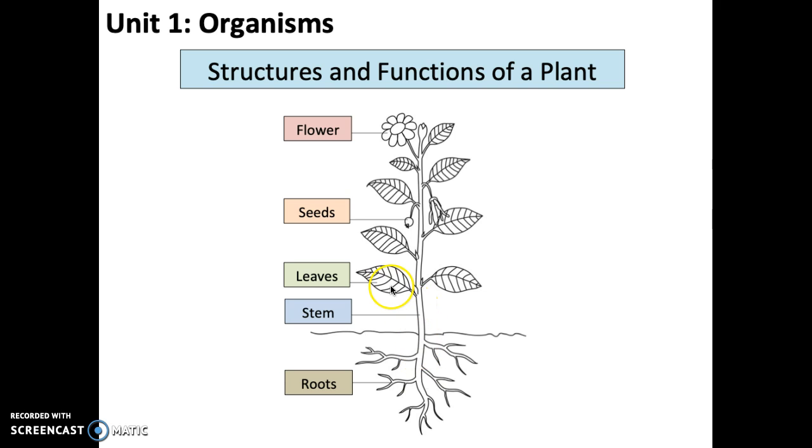All of these structures work together to help the plant survive. Can you explain how that happens?